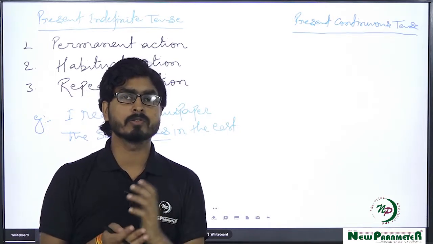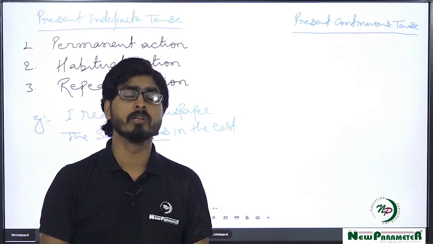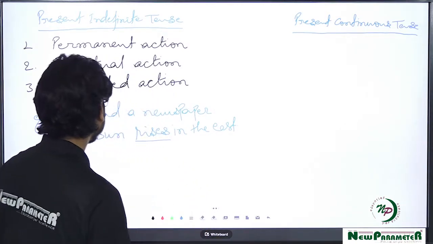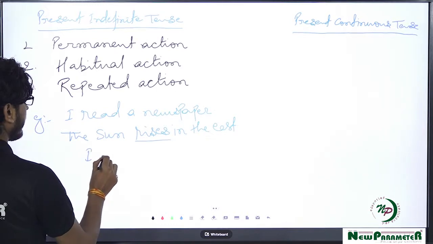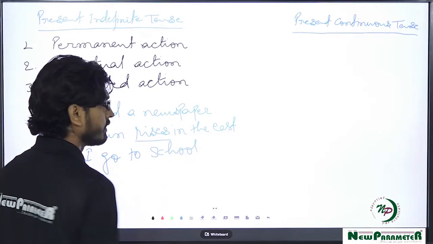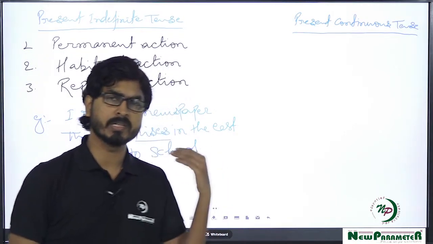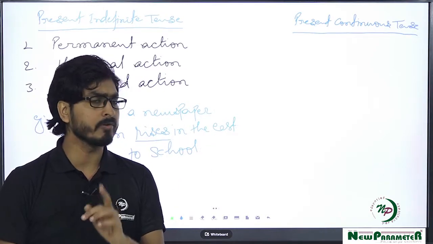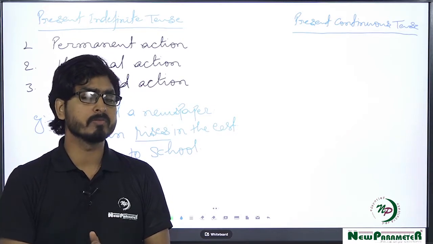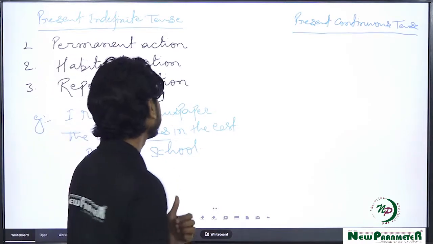If I say I go to school, it means what? I don't go to school only for a single day. I go to school each and every day. So this is what? This is a repeated action. So I must write here, I go to school. So this is the use of present indefinite tense. Now, what is the basic difference between present indefinite tense and present continuous? If you have understood very well the use of present indefinite tense, it means present continuous will be very easy. Why? Now we see.